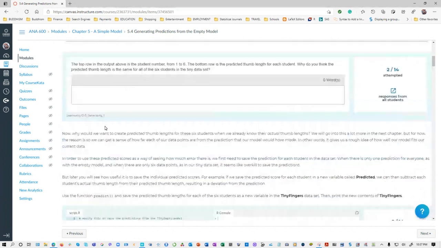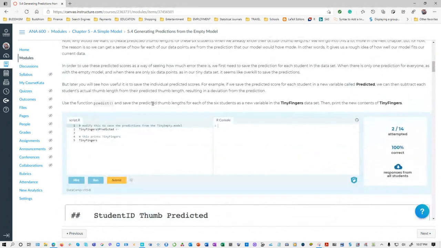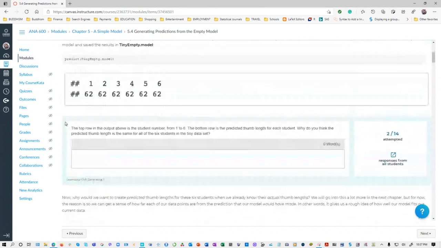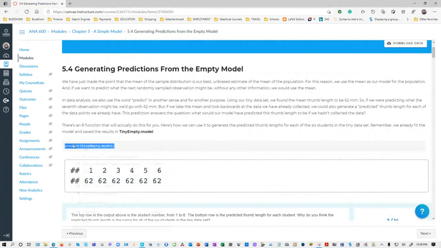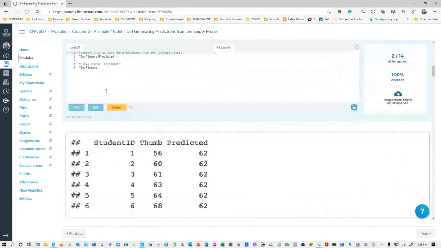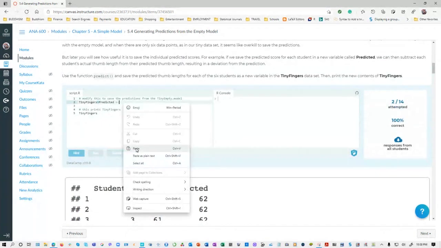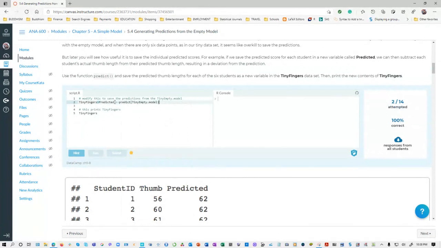We'll display this one. They say to print the prediction and save the predicted length for each. Print the new content of tiny. Then you can get the model, modify this to save the prediction from the tiny empty model. You're going to get the value from the predicted value and put it back into your original data set, and create another column. You call the column a new variable called predicted, to assign your predicted value into.